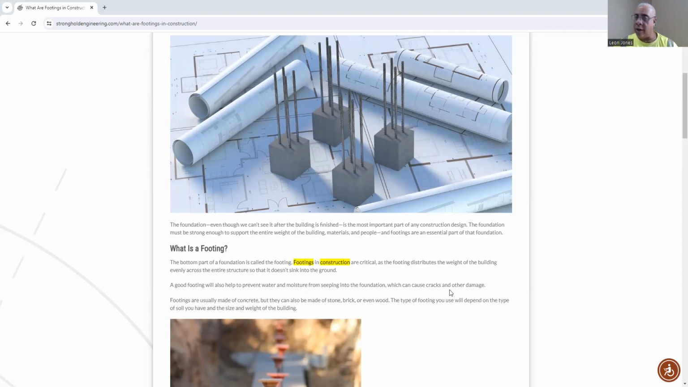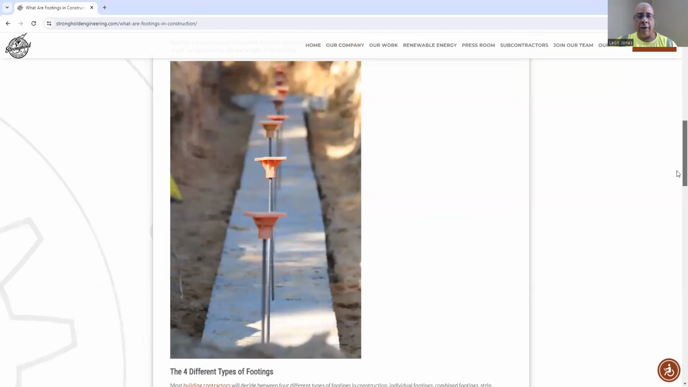Now, a good footing will also prevent water and moisture from seeping into the foundation, which causes other damage such as cracks. Now, when we talk about footings, generally they're made of concrete, but you can even use other materials such as wood, brick, and stone. Now, the type of footing that you're going to use is going to depend on the type of soil and the size and weight of the building that you are going to construct. Now, what you have right here is a footing. That's what it looks like.